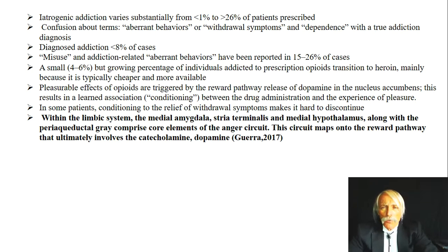There are pleasurable effects of opioids then, and those are triggered by the reward pathway. What that involves is dopamine release in the part of the brain called the nucleus accumbens. That results in a learned association, remember I told you, conditioning between the drug administration and the experience of pleasure. Not only do you get the analgesic effect, but apparently when you take these opiates, you start feeling high. And that pleasure reward system from the dopaminergic pathway, from the nucleus accumbens and the substantia nigra, all turns on the affect, which makes people feel good about taking the drug, even though the drug is supposed to be taken just for pain.